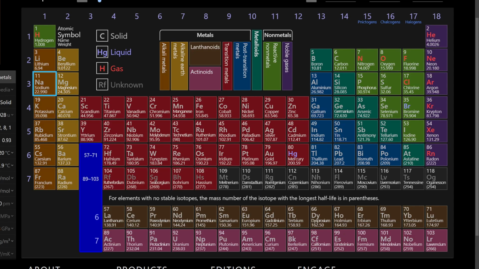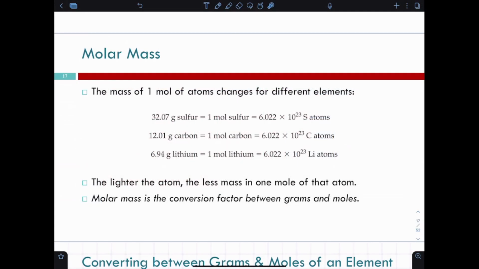But sodium's heavier. So to get the same number of sodium ions into the battery, you'd have to have a much heavier battery. It's about a little over 4 times as much. Sorry, 3 times as much. So much, much heavier per every atom. So that's why we use lithium in those batteries. Maybe not the only reason, but one of them. So the lighter the atom, the less mass in 1 mole of that atom.